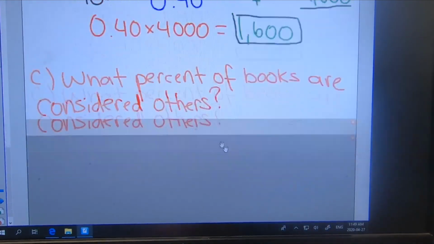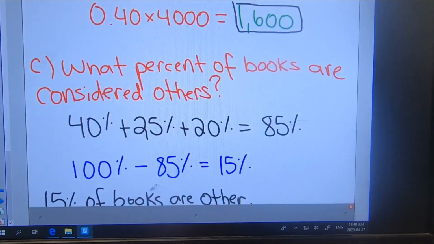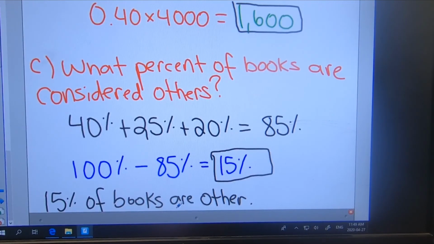Now, on my answer down here, I took 40 plus 25 plus 20 to give us 85, and I took away 85 from 100 to give us 15%. 15% of the books were other.